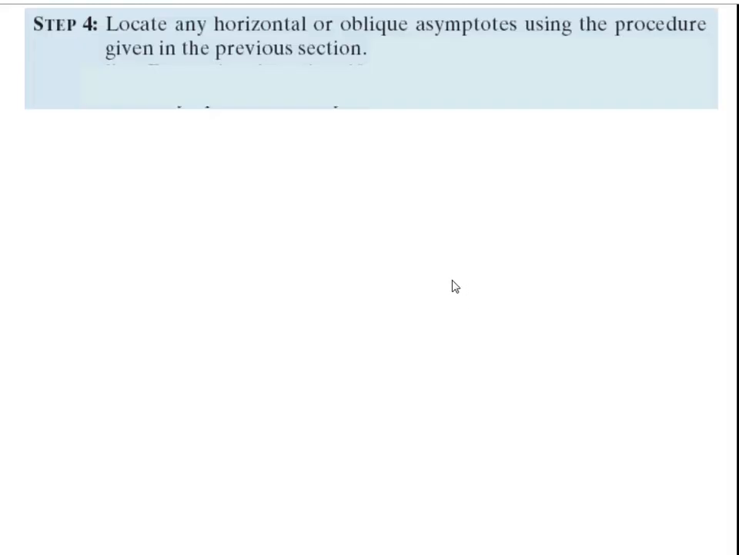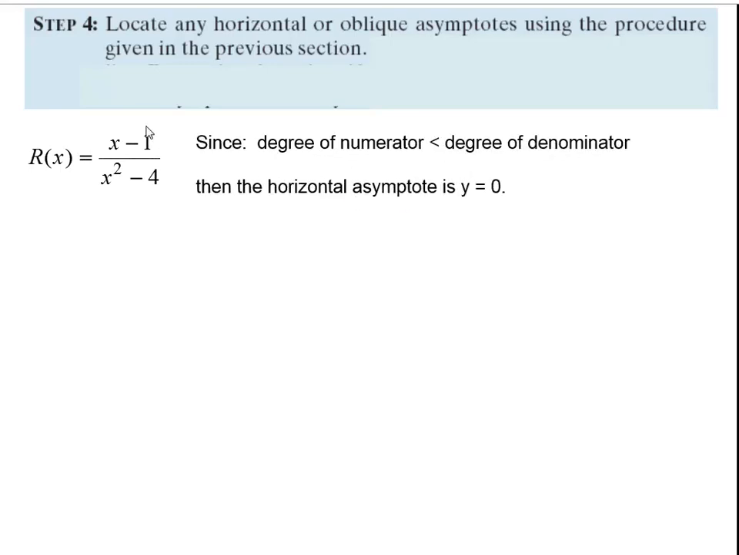All right, so step 4 says locate any horizontal asymptotes. So remember what we talked about in the prior section. We compared the degree of the numerator to the degree of the denominator. So in this case, the numerator's degree is 1, the denominator's degree is 2, and so that tells us that y equals 0 is the horizontal asymptote.